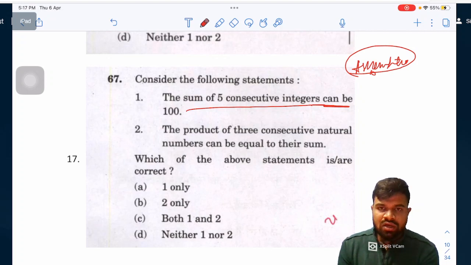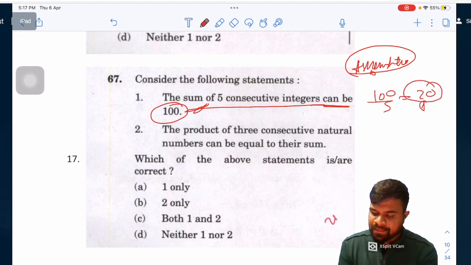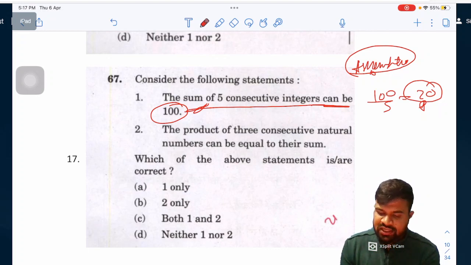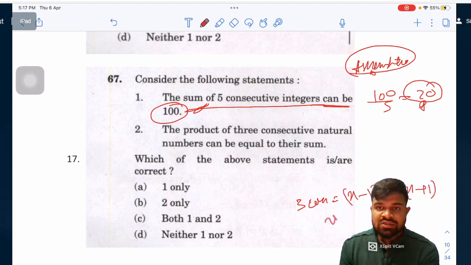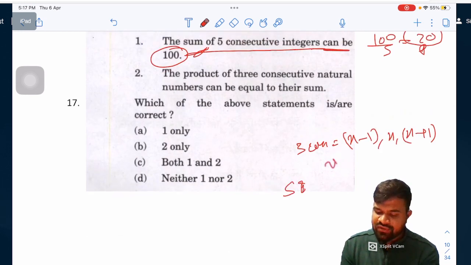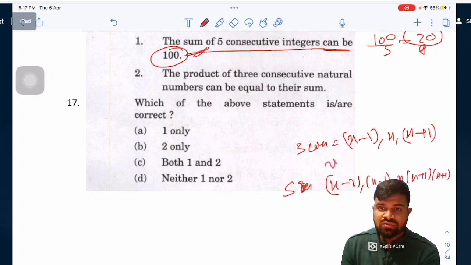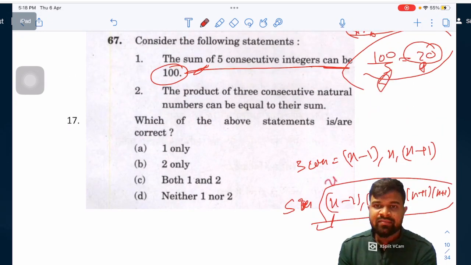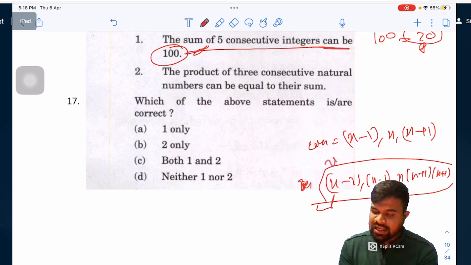Now see, when you divide 100 by 5, you will get 20. Now, I have already told you, whenever you need to find three consecutive integers, you will take them as x minus 1, x and x plus 1. Similarly, for five consecutive integers, we can take x minus 2, x minus 1, x, x plus 1, and x plus 2. So these will be the five consecutive integers. Now, how will you find your x? By dividing 100 by 5. This is how you will find your x. I'm just asking you to assume.